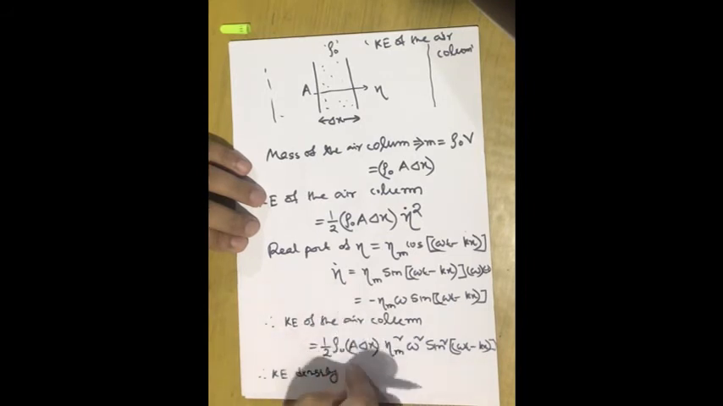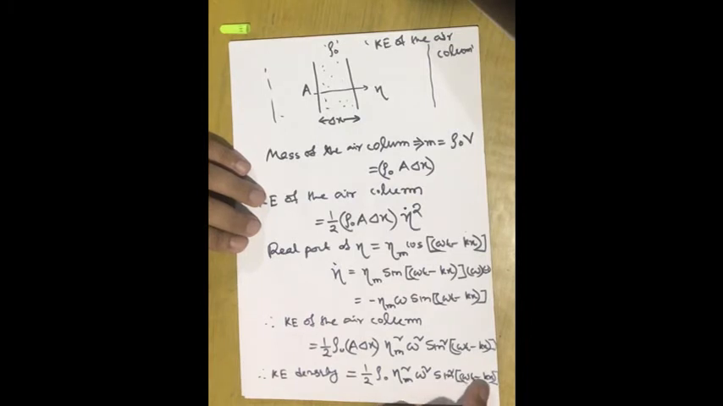Therefore, something divided by volume, per unit volume, is nothing but the density. So the kinetic energy density will be equal to half rho naught eta m square into omega square sine square (omega t minus kx). This value we have obtained. You see, the kinetic energy density is basically a sinusoidal function, sine square (omega t minus kx).